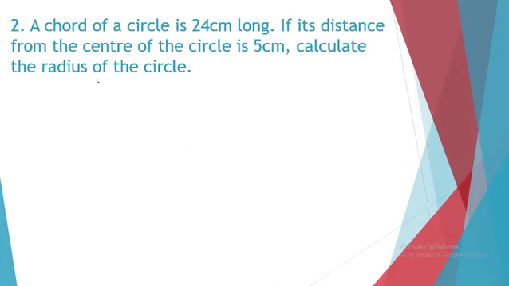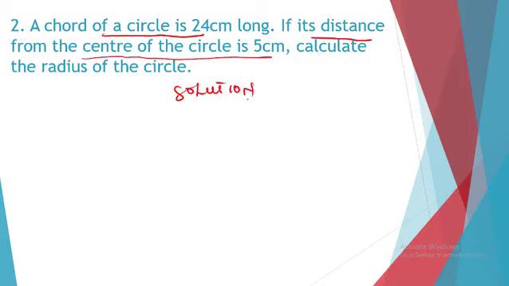Let's take one more example. A chord of a circle is 24 cm long. If its distance from the center of the circle is 5 cm, calculate the radius of the circle. Okay, let us interpret the sentence. We'll draw a circle and we'll find the center of the circle. Then a chord of 24 cm. A chord of a circle is 24 cm.